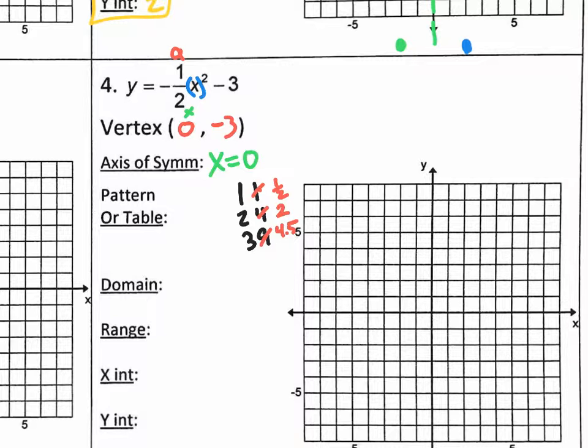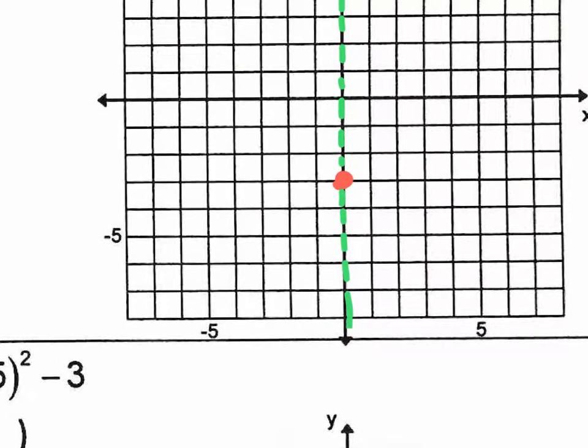So that's kind of a funky pattern because you're in halfway points. I don't know. You might want to use an XY table. Either way, we're going to be able to graph this. 0, negative 3 is right here. Axis of symmetry is right through it, which is the y-axis in this case. Let's go for the pattern 1, 1/2. Now, this is an a value of -1/2, which means you're going to be going down. So we're going to go 1 over, 1/2 down.